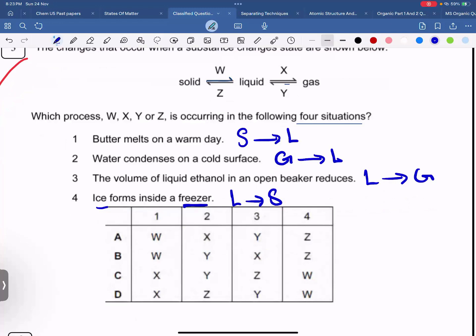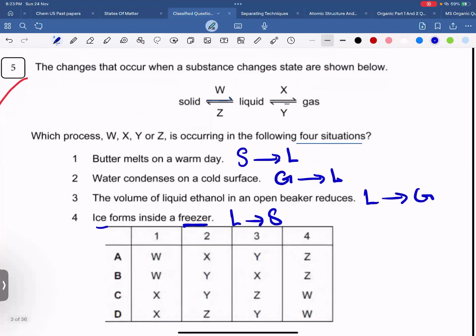So number one, from solid to liquid, which is W. So C and D are incorrect. So A or B. Then second one, gas to liquid, which is Y. So the answer is going to be B.